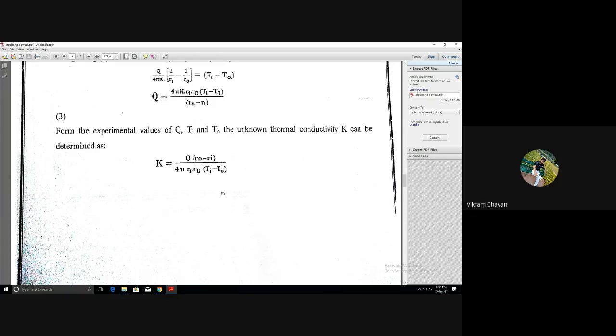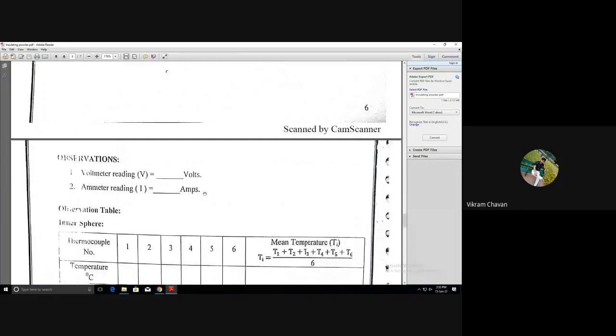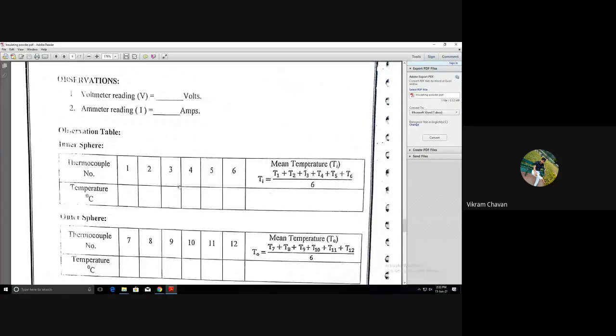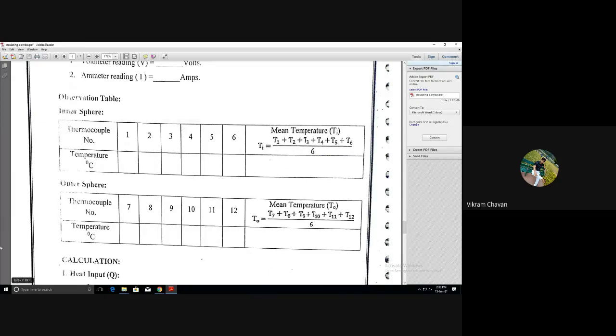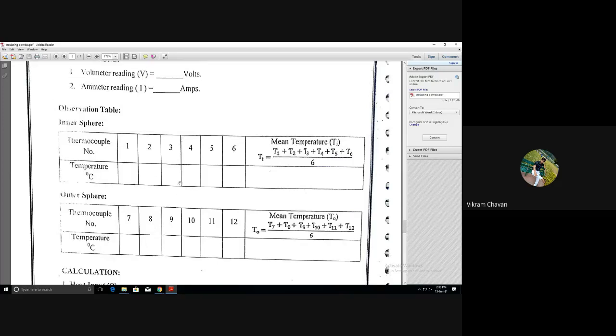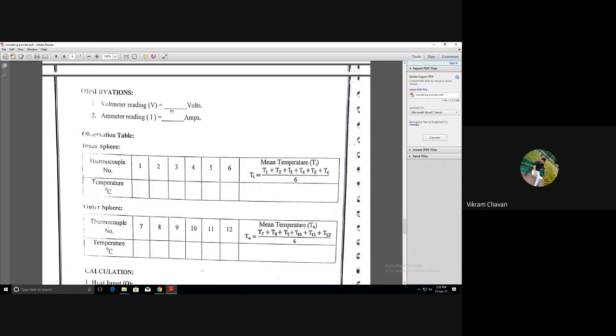Okay, so you can draw the observation table in this manner. Inner sphere readings you have to conduct: thermocouple number, temperature in degrees Celsius. Then we have to take at least four or five readings to achieve the steady state temperature. And for the final reading, we have to calculate the average or mean temperature. So in this manner you draw the table. Meanwhile, I will go to the HMT lab for the performance.